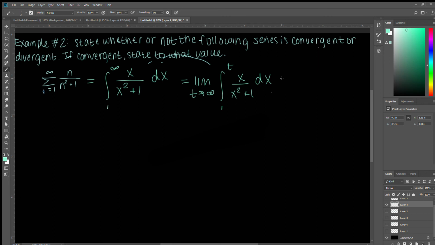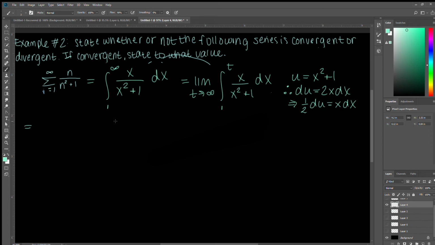Evaluating this, we are going to be using u substitution. So we're going to be taking this denominator here as our value of u. So u is going to equal x squared plus 1, such that we have du equals 2x dx, meaning that 1/2 times du is going to equal x dx.